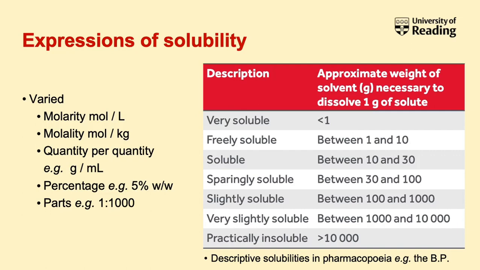In this table, we have another way of defining solubility: amount of solvent needed to dissolve 1 gram of solute or drug. So if you need a small amount of solvent, the solubility is very high. And if you need 10,000 grams of solvent to dissolve 1 gram of drug, the material is practically insoluble. And with this, we have formal terms to define solubility.